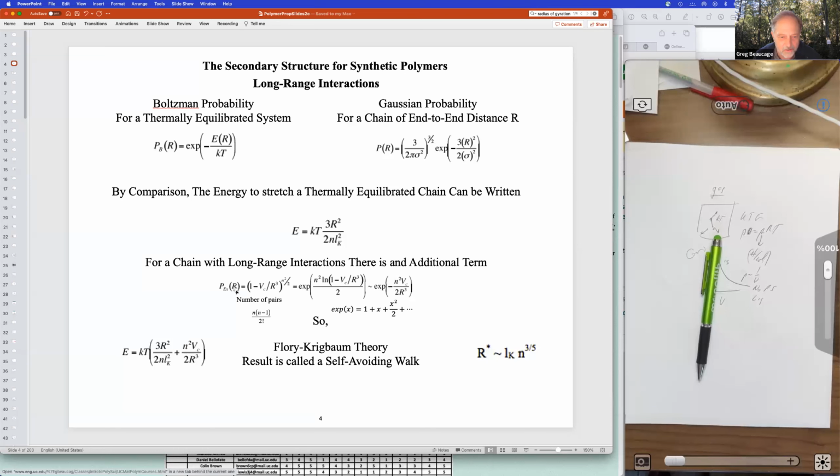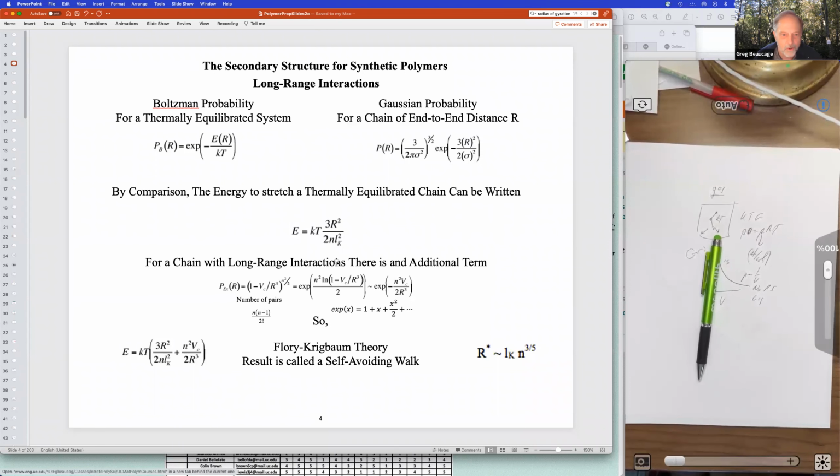And if you want it in an exponential form, you take a log of this. The log of something to a power, the power comes out front, and then you have the exponential of this ln of 1 minus. If the argument is small, which it is, since VC over R cubed is a very small number, then the ln can be expanded. Take the first two terms, so x is minus VC over R cubed. So we have the exponential of minus VC over R cubed times n squared over 2. That's our excluded volume term, right?